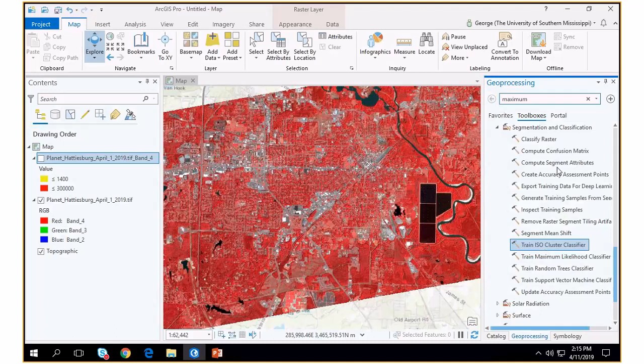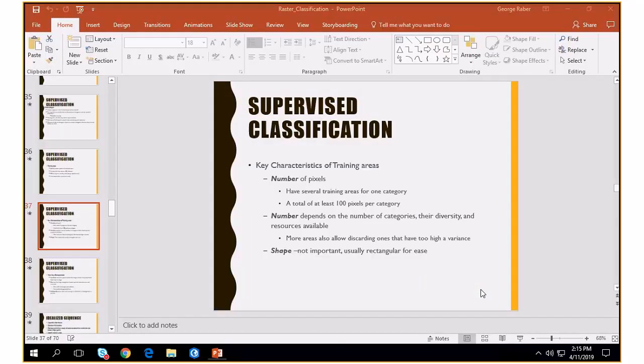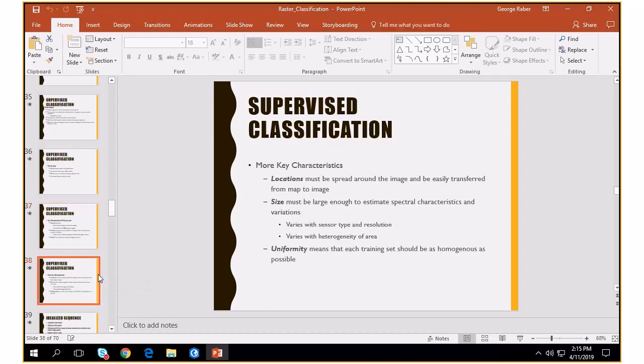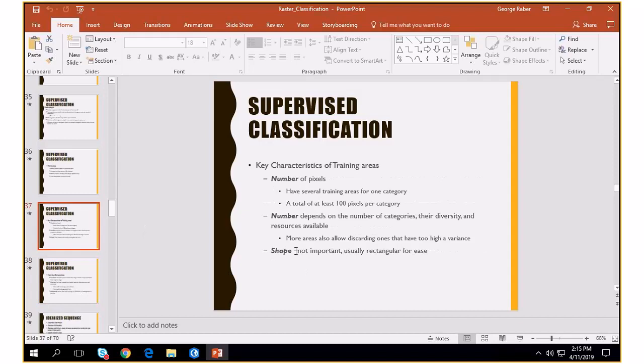That's accuracy assessment. We're not going to talk about accuracy assessment today. Well, we'll talk a little bit about it, but we're actually going to implement it in a later class. Okay. So the shape is usually not important for spectral classification. Okay. So lots of times I just draw rectangular things, or if I can draw it quickly, it can be a little bit irregular. Okay. So it's not really that important.